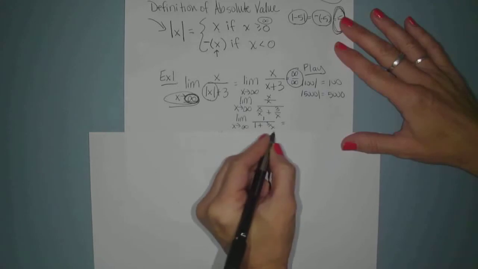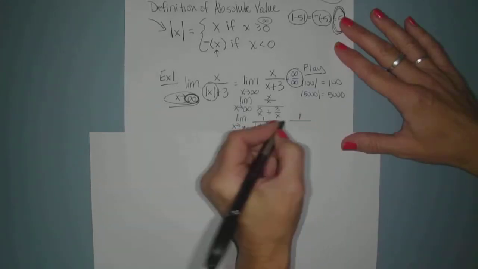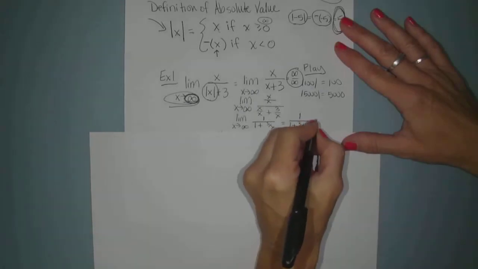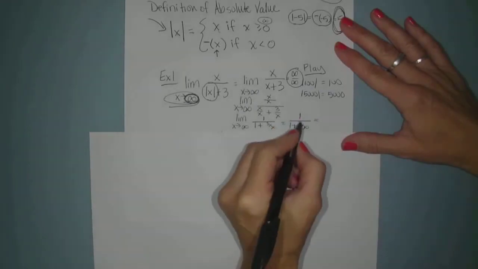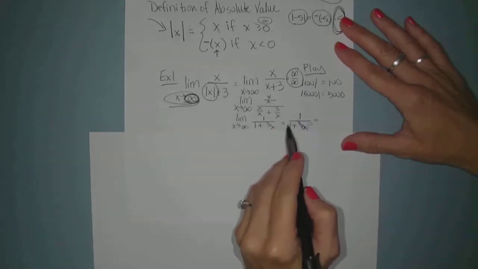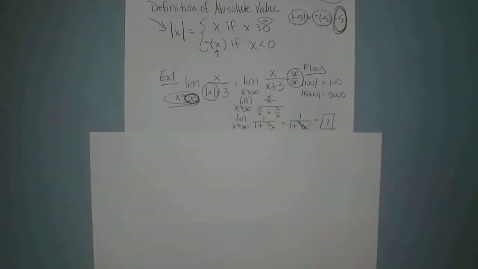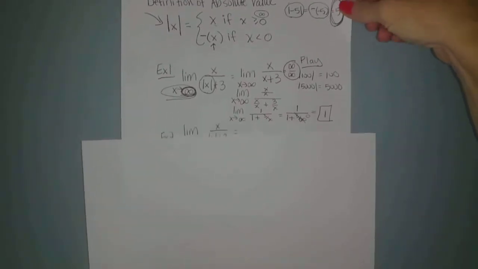And now when I plug my infinity back in, I have 1 over 1 plus 3 over infinity. My 3 over infinity is heading toward 0. 1 divided by 1 plus 0 is 1. So the answer to this limit is 1. See how easy that was? Okay, let's go to example 2.